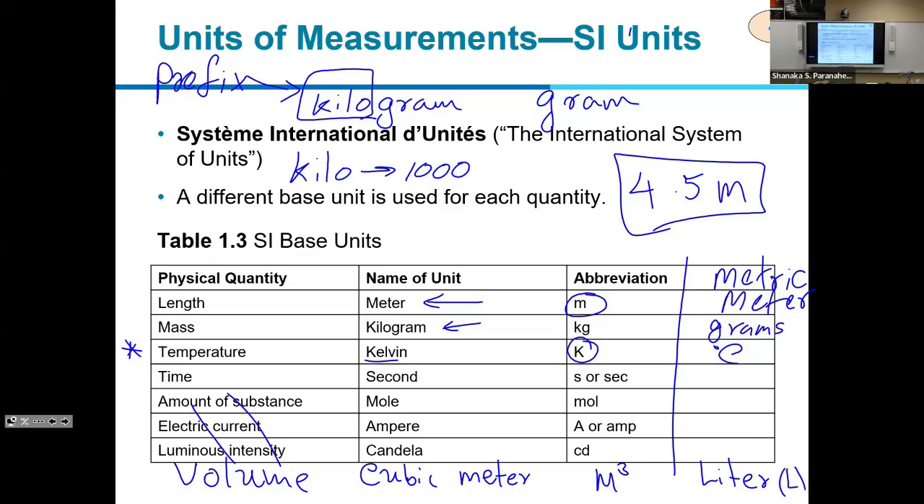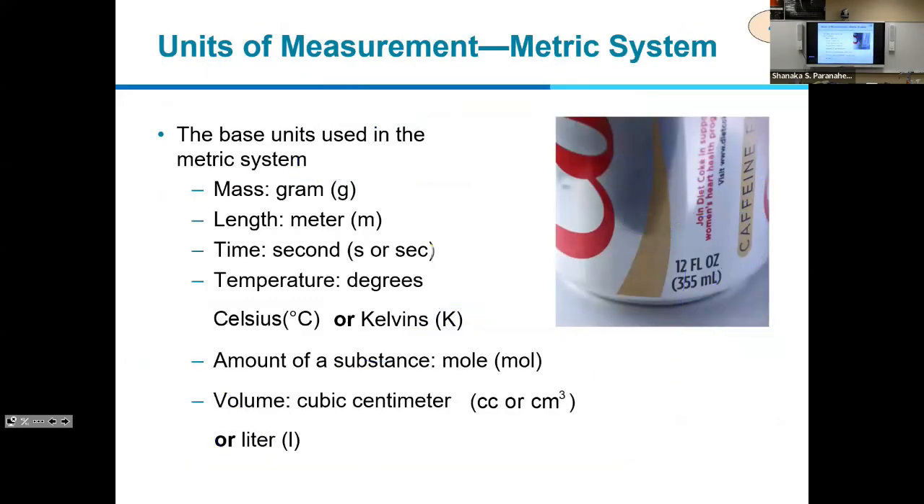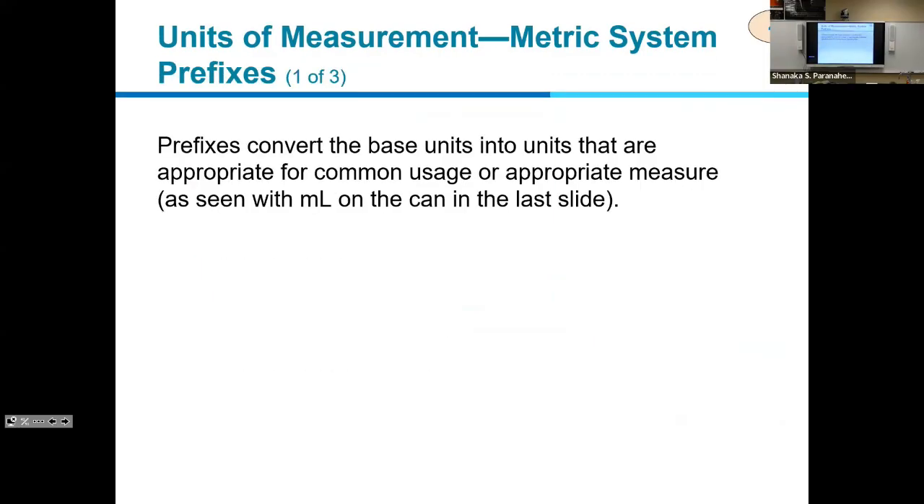These are the base units of the metric and SI unit systems. The base units used in the metric system: mass, grams; length, meter; time, second; temperature, degree Celsius, and in SI the unit is the Kelvin. Amount of substance is mole, and volume is cubic centimeters or cubic meters.